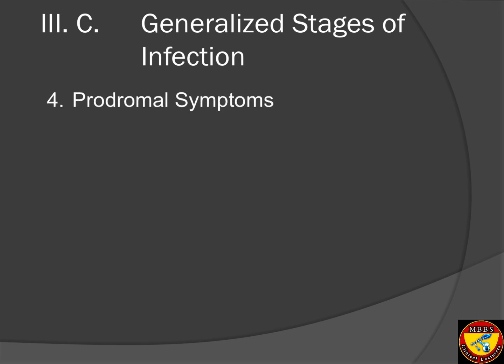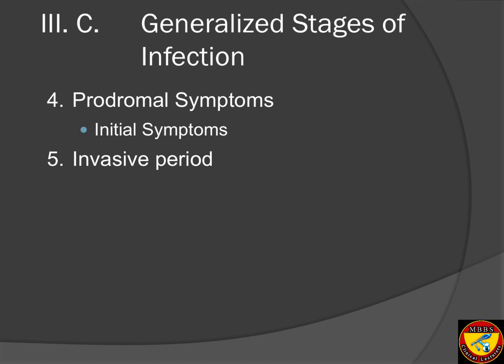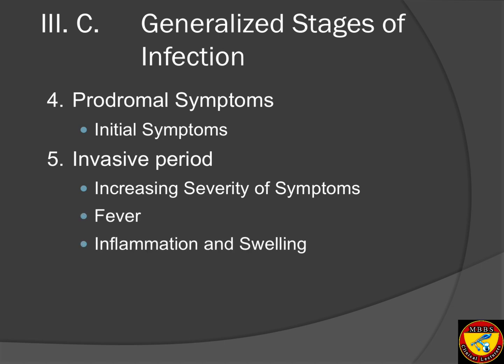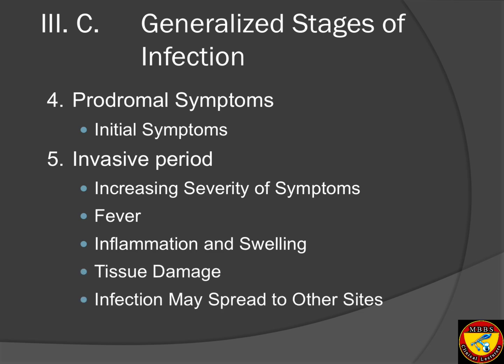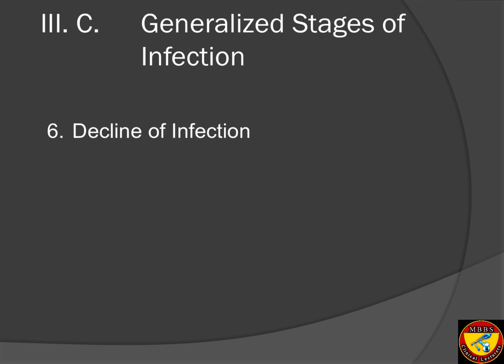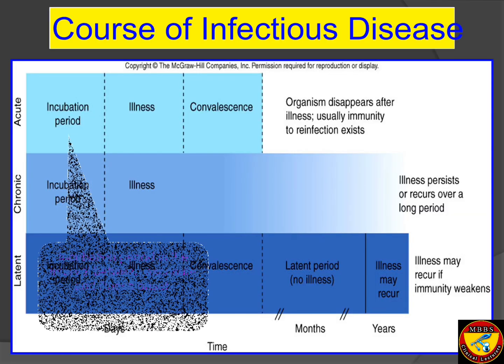After the incubation period, there are prodromal symptoms. What are prodromal symptoms? These are the initial symptoms. Then it leads to the final invasive period, in which the full set of symptoms and disease sets in with increased severity. This is called the invasive period. Fever sets in, and inflammation and swelling occur in the invasive period of infection. Tissue damage also occurs, and the infection spreads to different sites as well. After these steps, there is decline of infection, which is the end or resolution of infection, leading to convalescence. Convalescence is usually the regaining of health.